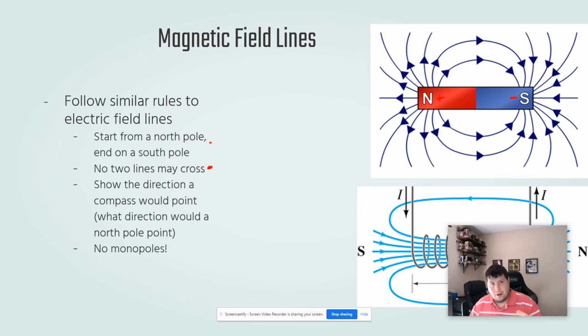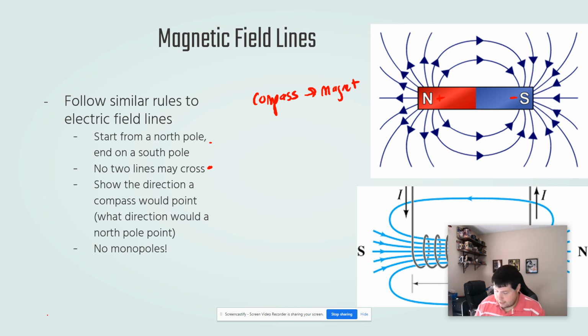What does a magnetic field line represent? A magnetic field line represents what direction a compass would point. Now, what do I mean by a compass? A compass is just another magnet, a magnet that can spin, and it shows us the direction. So if you take a magnet and put a compass around it, it would always point along these magnetic field lines.